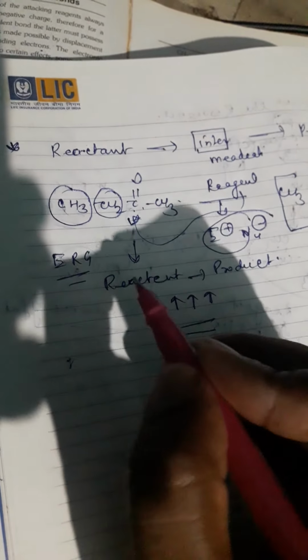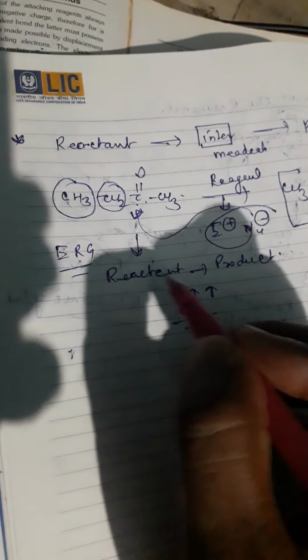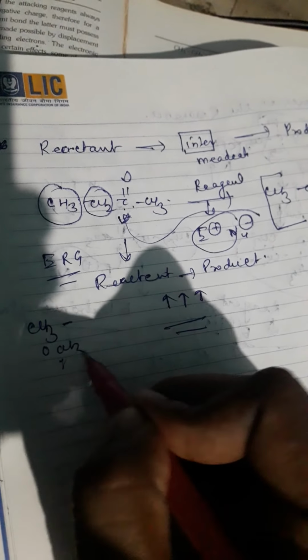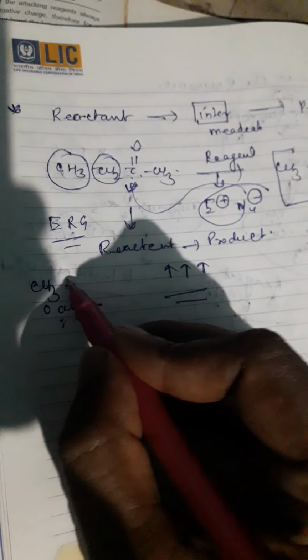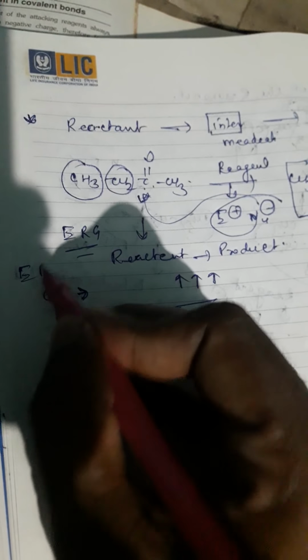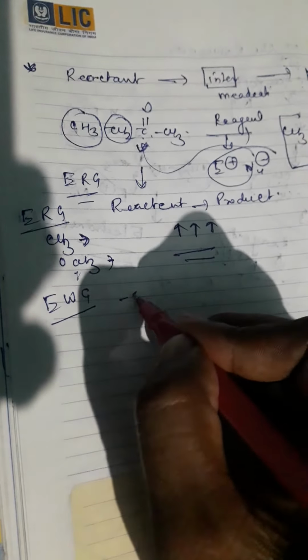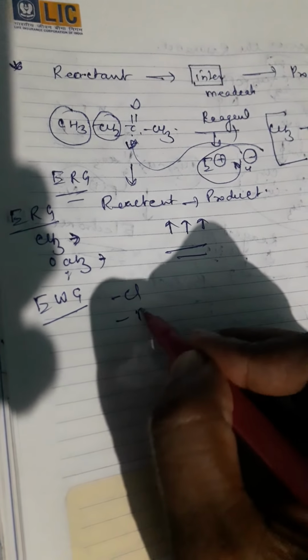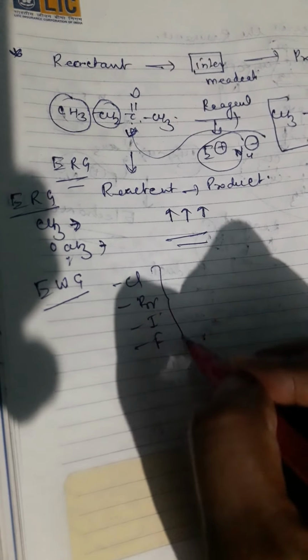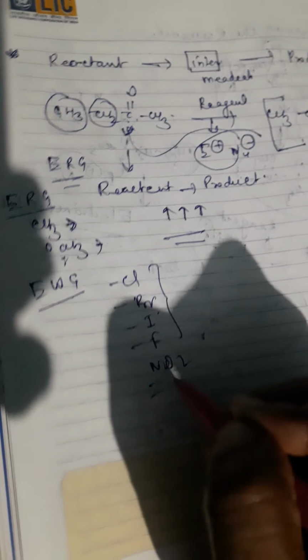So first of all you should know what the electron releasing group is. So these are the electron releasing groups. Okay, they will release electrons very easily. So it is the electron releasing group. Okay, some are the electron withdrawing groups. Electron withdrawing groups are chloro and all halogens. Okay, bromo, iodine, chlorine. Okay, so it is the NO2. So it is the electron withdrawing group.